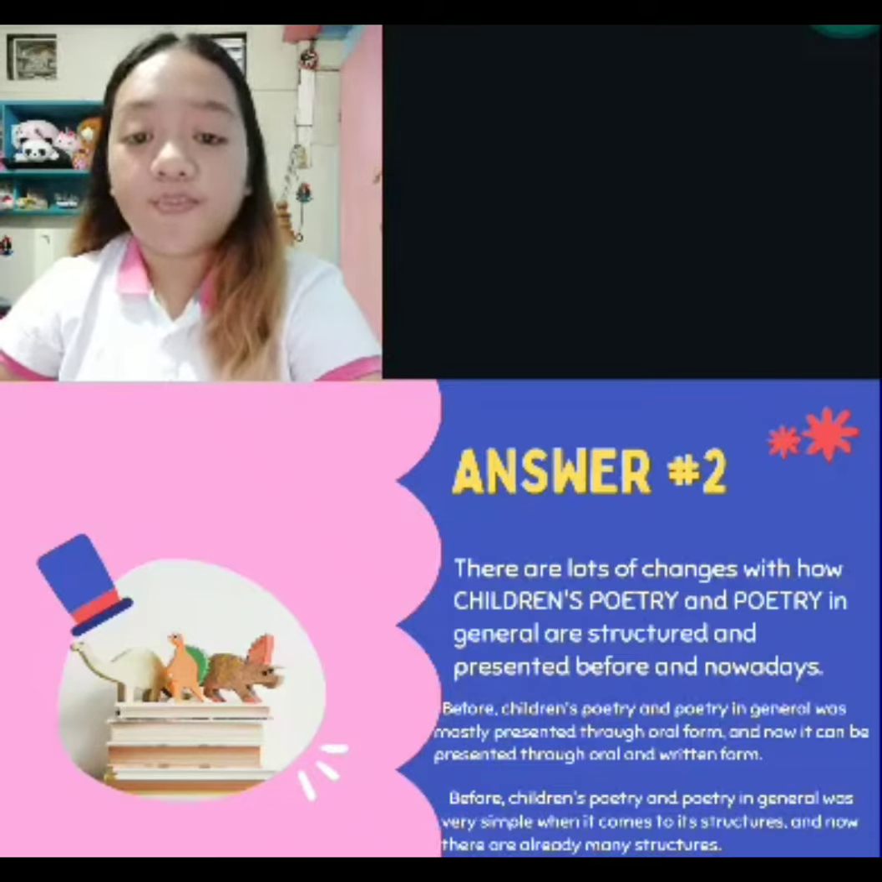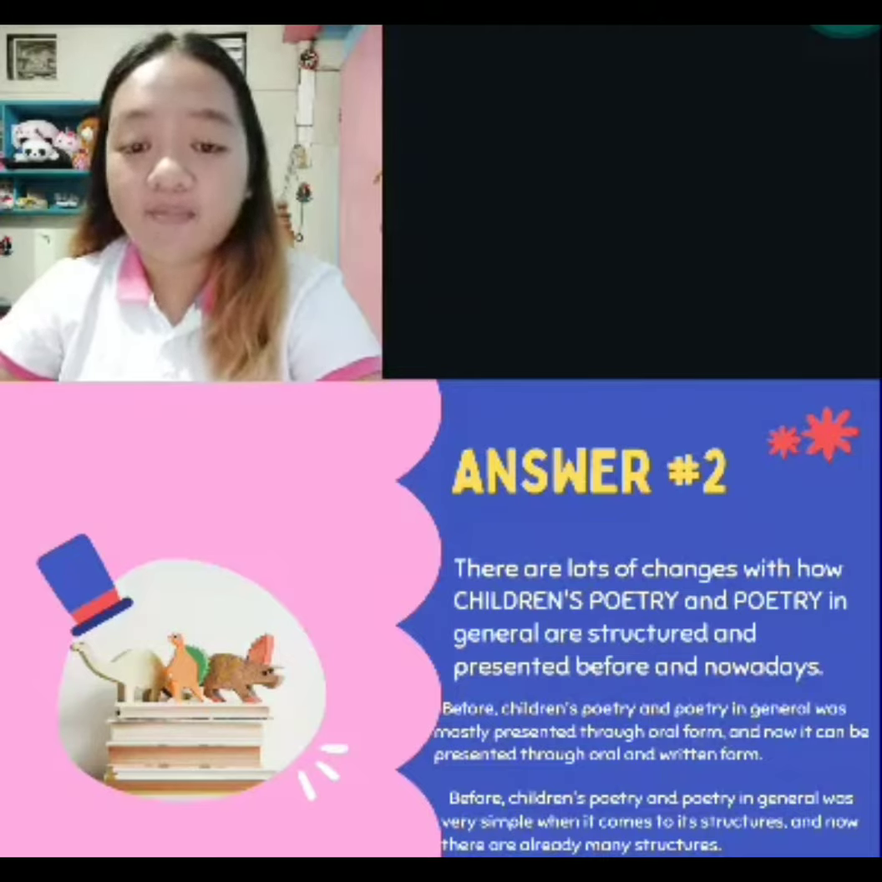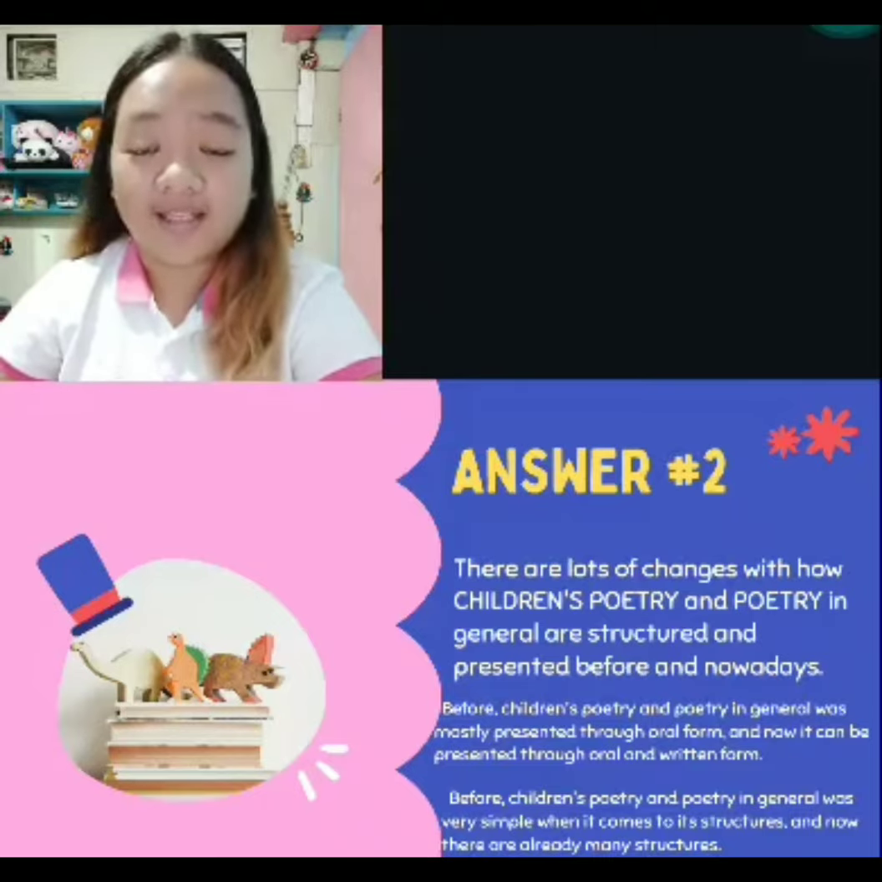The first one is, before, children's poetry and poetry in general was mostly presented through oral form, and now it can be presented through oral and written forms. Okay, so basically, before, our ancestors used to transmit or present our literature, specifically poetry, through lullabies or nursery rhymes in oral form. Now, since our literature has already been developed, we can already present and transmit our literature, such as our poetry, through oral and written form.